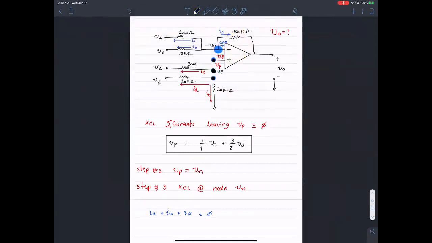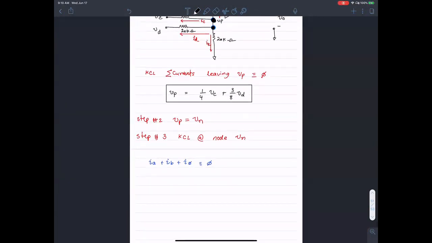Once you do that, it's just a matter of plugging in the appropriate terms, and what you'll get is 20 Vn minus 9 times Va, minus 10 times Vb, all of that equals Vo, the output voltage. So all of this is from step number 3.